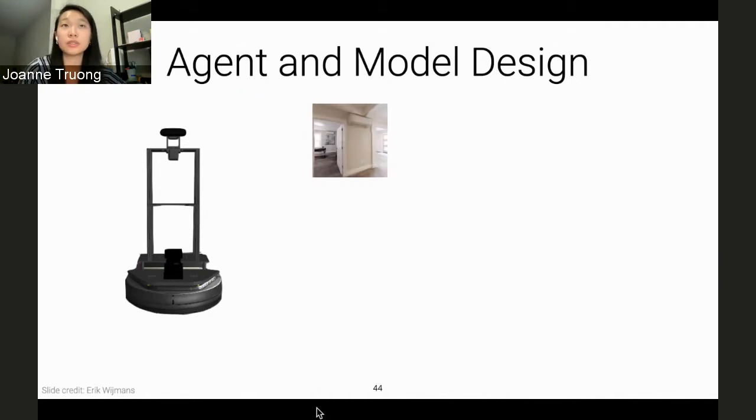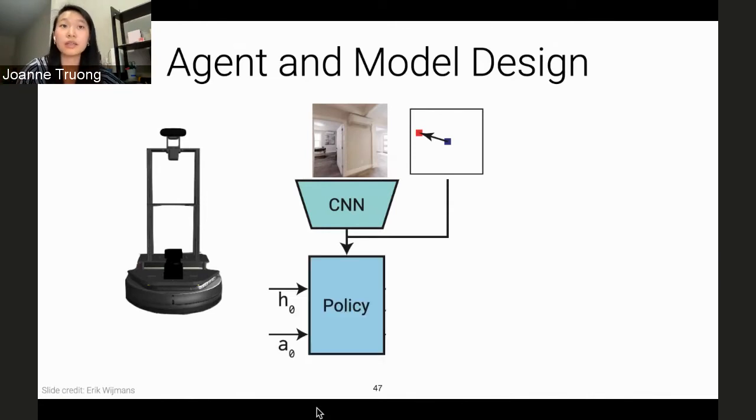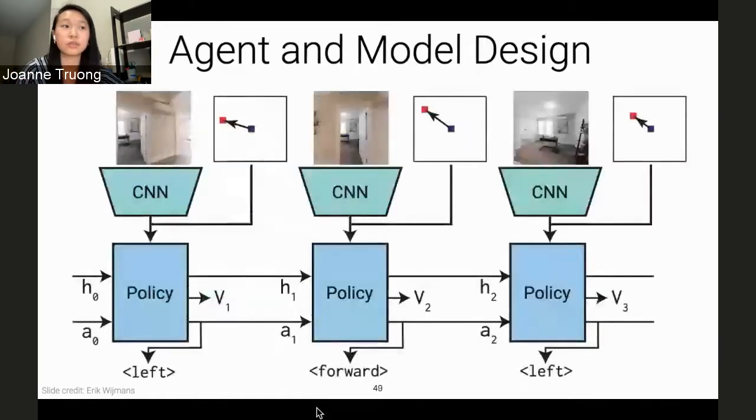If the agent were to be initialized in a previously unseen environment, it would get in a camera observation. We're just using RGB here to illustrate this point. It'll also get the GPS and compass sensor. The RGB images are fed into a ResNet 50 visual encoder, and the GPS and compass is embedded, and both of these are concatenated and used as input into a policy. Here our policy is a 2-layer LSTM network, and this is used to directly predict what action the agent should take at a certain step.